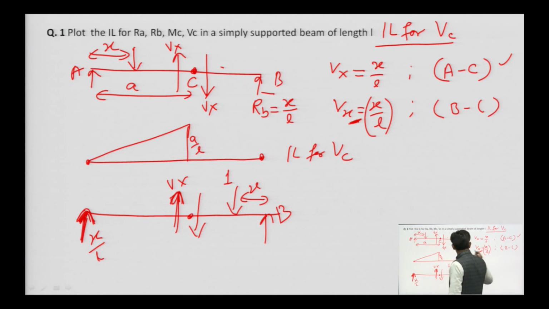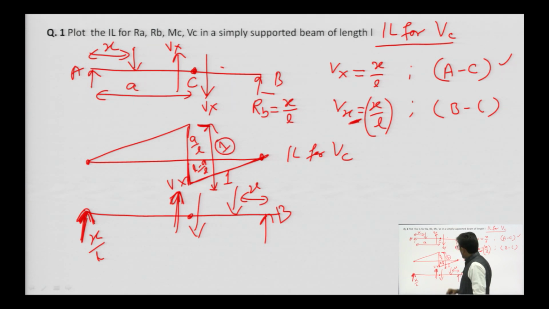To plot it, at x equal to 0, and then when it is at point C, x is L minus a. So, we will get this ordinate, and this is the plot. This distance is L minus a by L. Therefore, this total distance is 1.